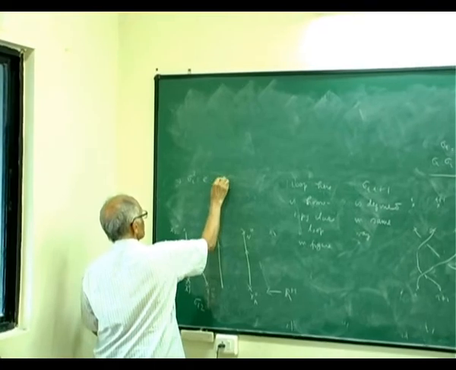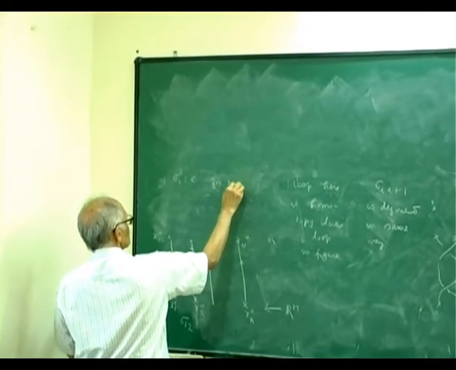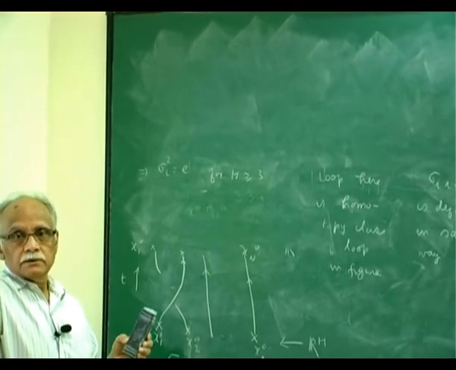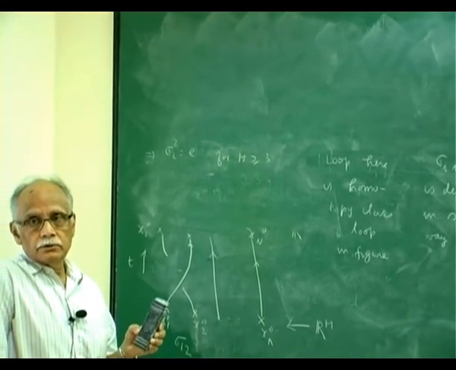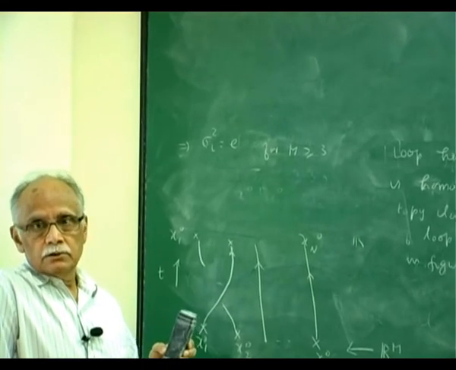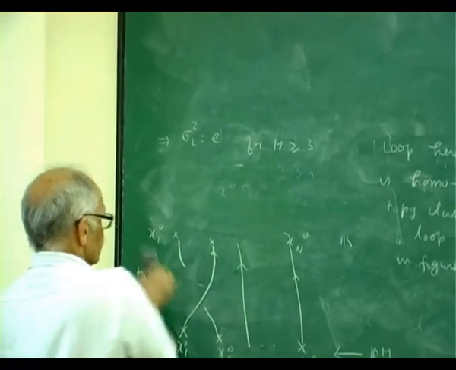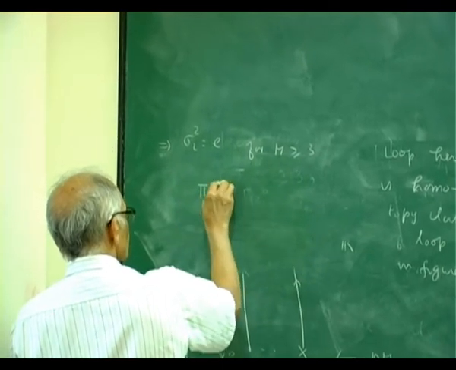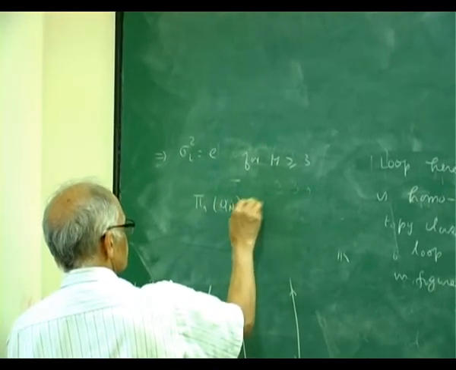For m larger than or equal to 3, therefore the pi_1 of Q_n is S_n.